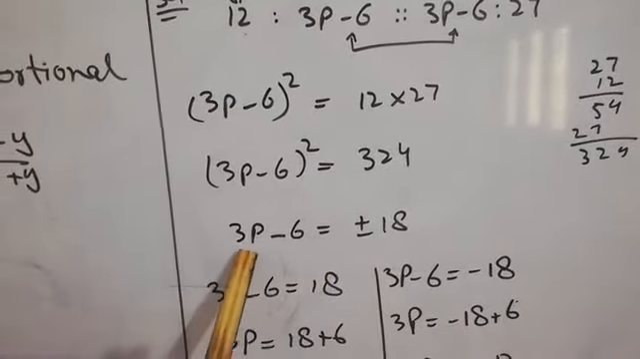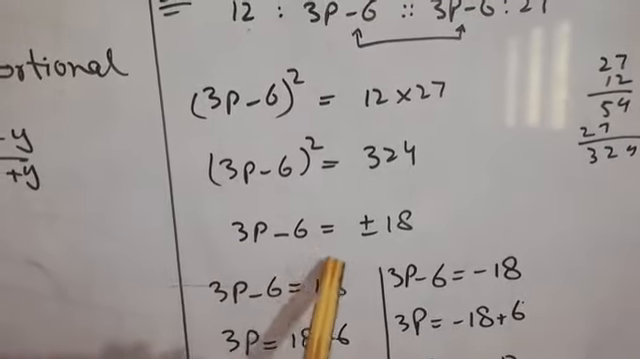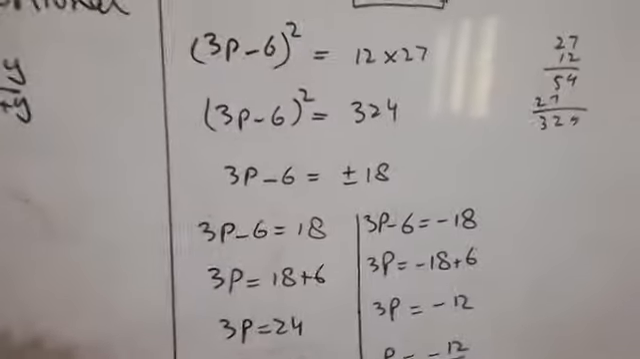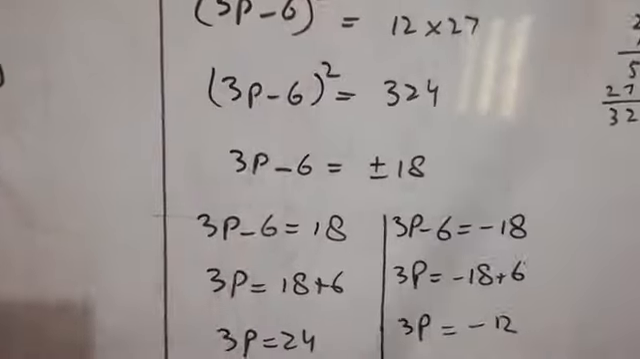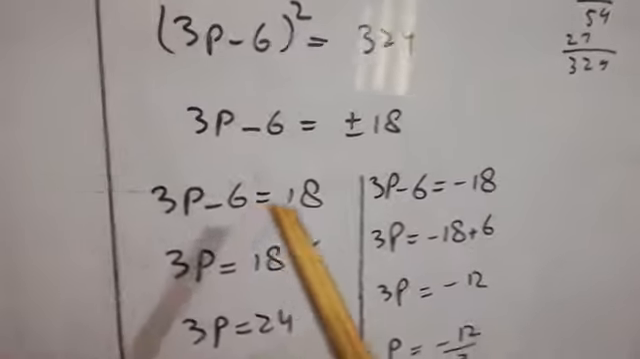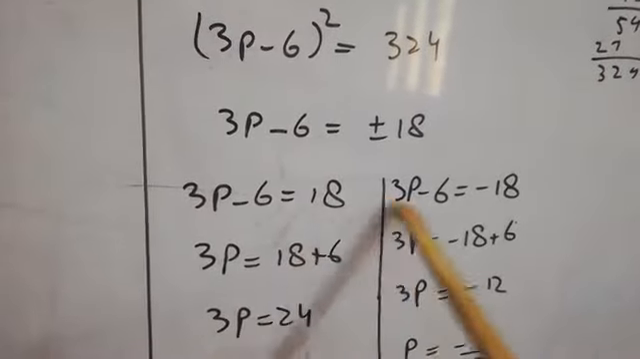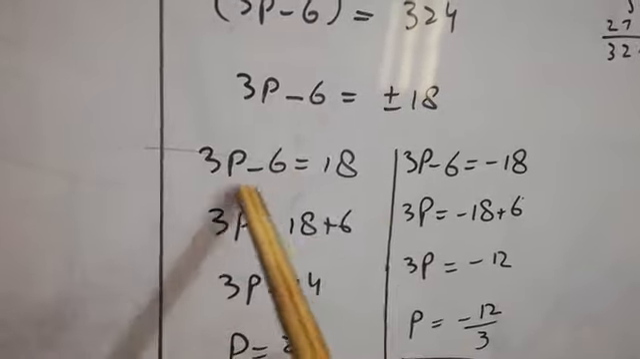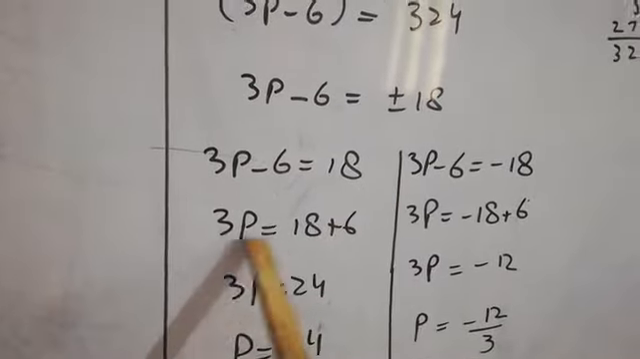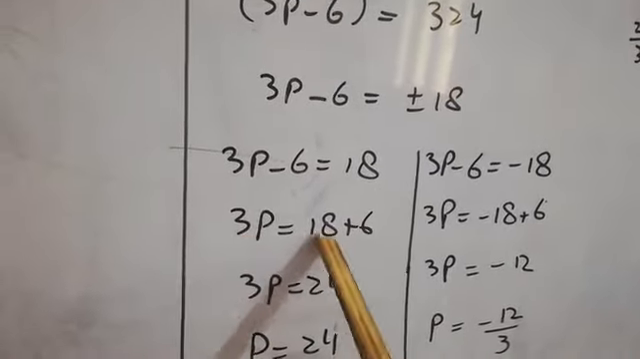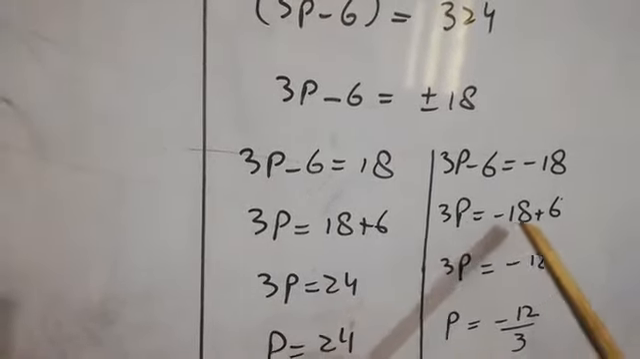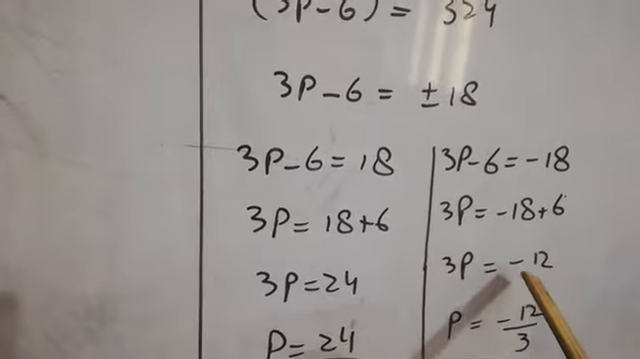By taking the square root on both sides, we will get 3p minus 6 equals plus minus 18. Now there are 2 conditions, the positive and the negative values. So here we will write 3p minus 6 equals positive 18, and 3p minus 6 equals minus 18. We will add 6 on both sides and get 3p equals 18 plus 6, and 3p equals 24. And here 3p equals minus 18 plus 6, so 3p equals minus 12.